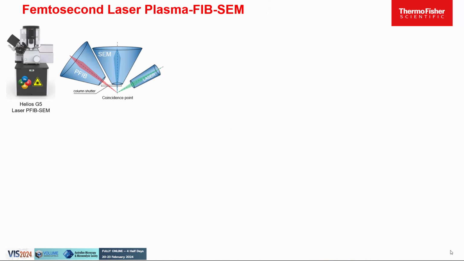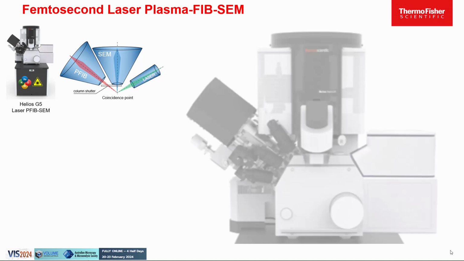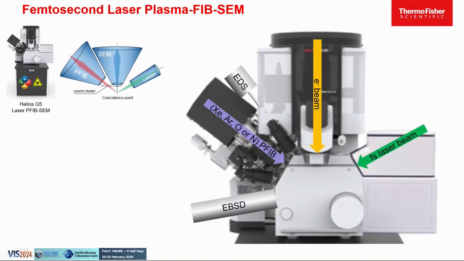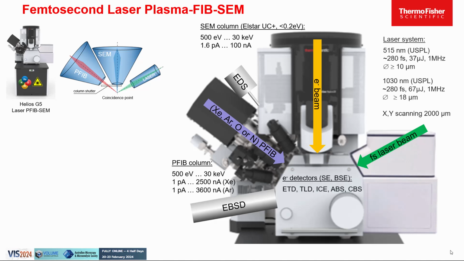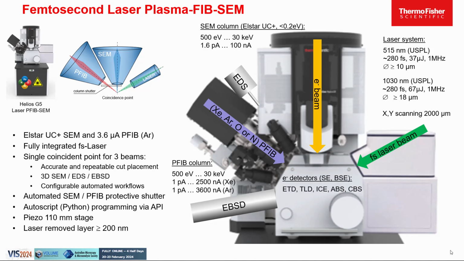The laser and optics are fully integrated with the latest Helios Hydra FIB-SEM platform, thus xenon, argon, oxygen and nitrogen primary ion beams are available. Three beams are positioned on a plane and coincide in a point. The system can be equipped with analytical detectors. It has a monochromated Elstar SEM column, a high-resolution PFIB column with sharp and rapid milling high currents, various electron and ion detectors, and a dual wavelength femtosecond laser. It is equipped with automated column protective shutters and a piezo stage, all controlled by an API Python programming interface.